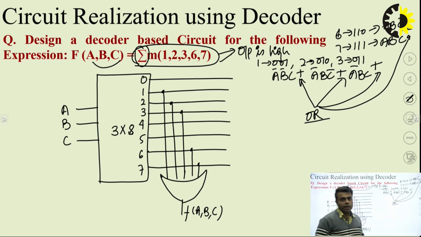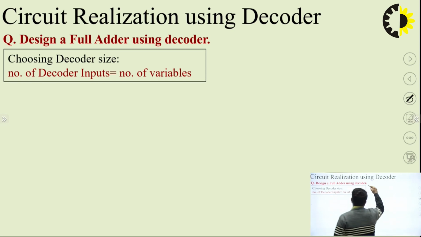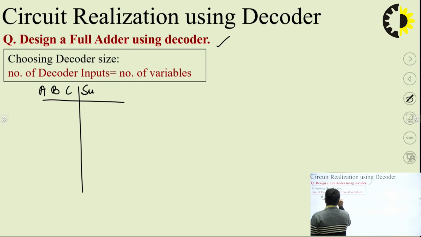Similarly, another problem might require a lesser or greater number of inputs, and depending on that I will choose the size of the OR gate. Okay. So, design a full adder using a decoder. Now this is an interesting problem. If I can realize a full adder, that means I can realize anything using a decoder. So for that I should have the truth table of a full adder, which has 3 inputs A, B, C, and 2 outputs, sum and carry out.